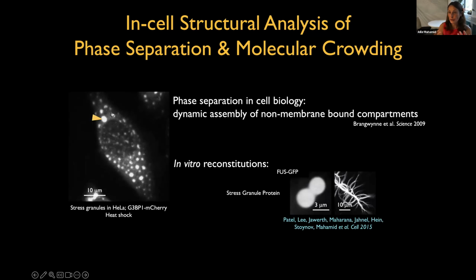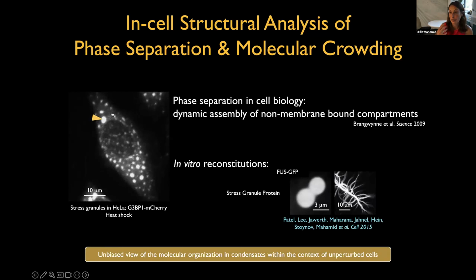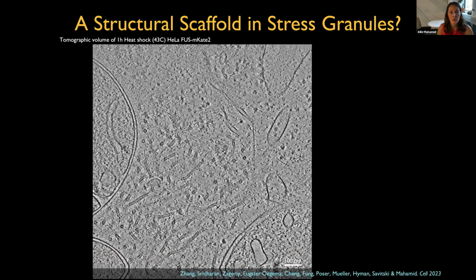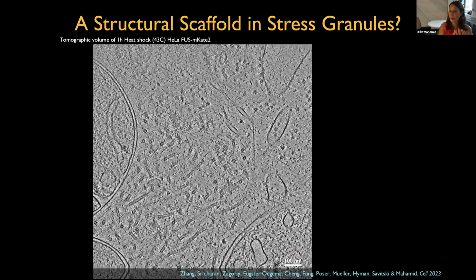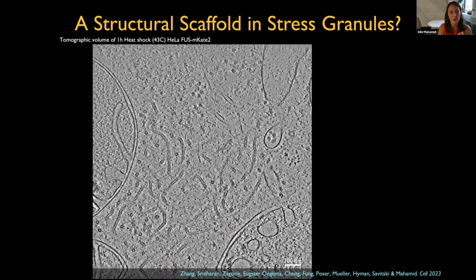And so to try to understand how these complex mesoscale assemblies actually look and how they become functional, we use the approaches that I showed you right at the beginning of correlative light and electron microscopy and focused ion beam technology to really visualize in an unbiased way the molecular organization of such condensates in the context of unperturbed cells.